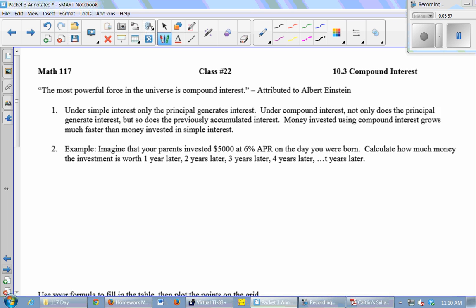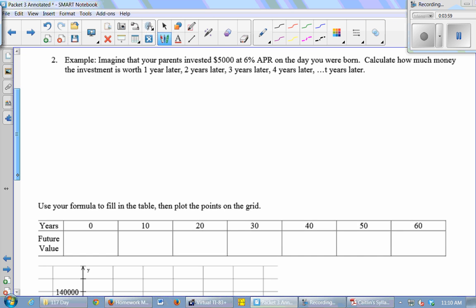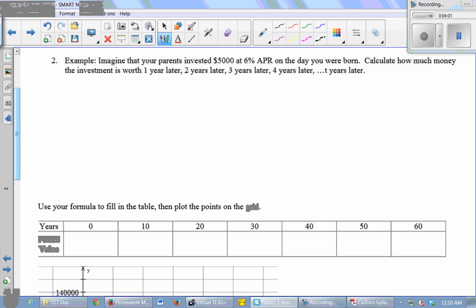So for example, imagine that your parents invest $5,000 at 6% APR, that's yearly interest rate, the day you were born. Let's calculate how much money the investment is worth 1 year, 2 years, 3 years, 4 years later. We're going to use compound interest and T years later. All right, so we'll make a little table here with time and the value of the account.